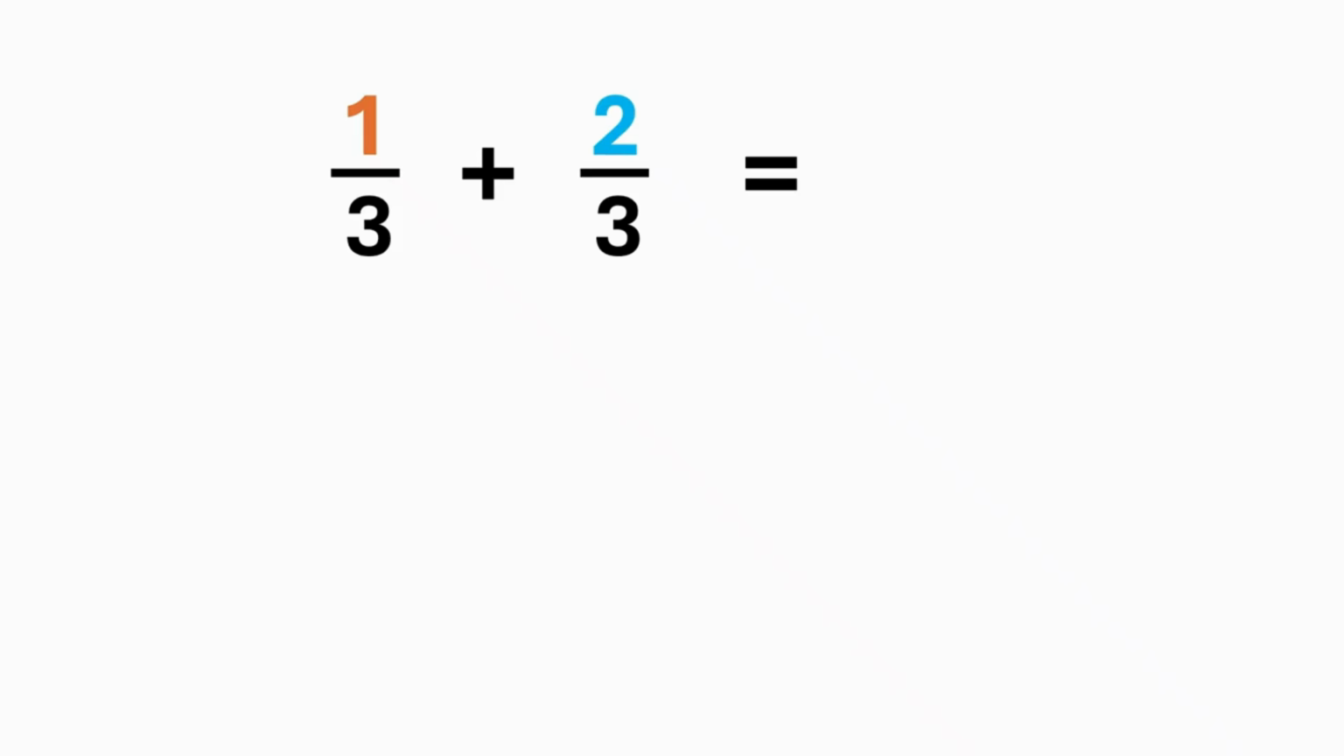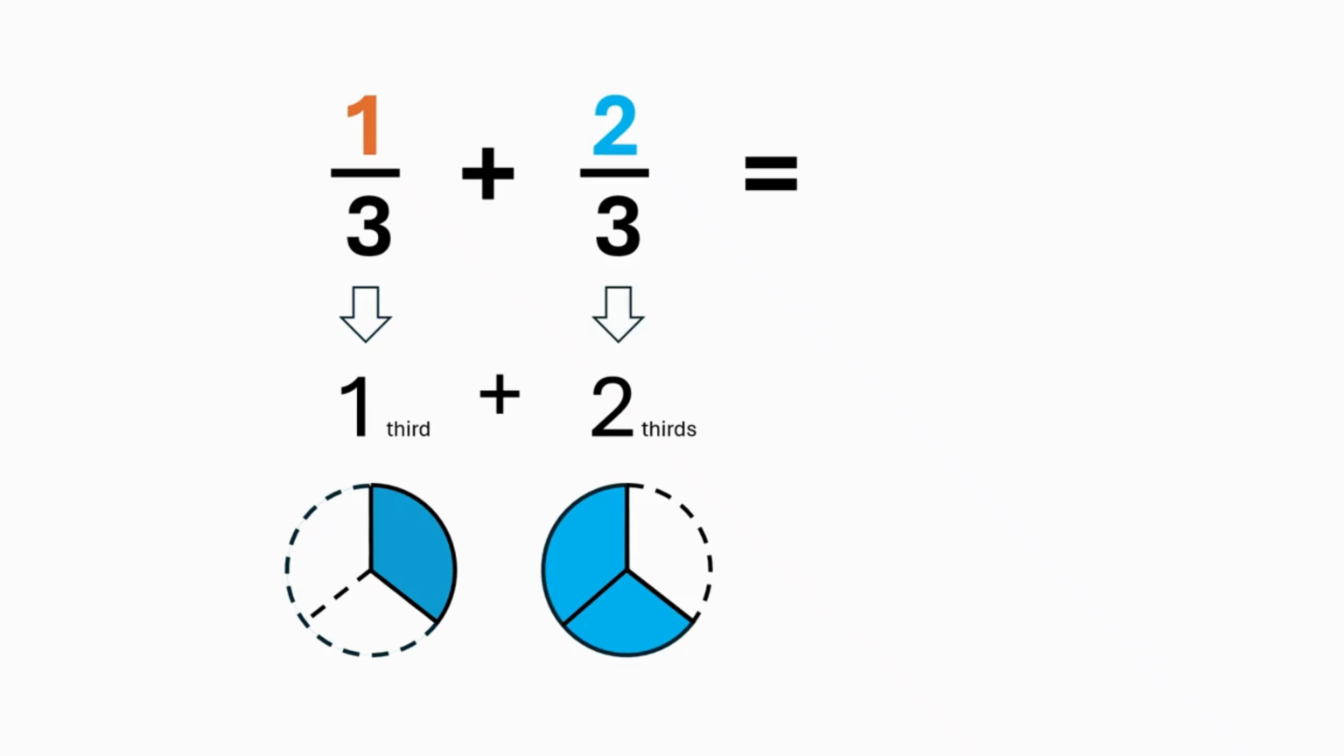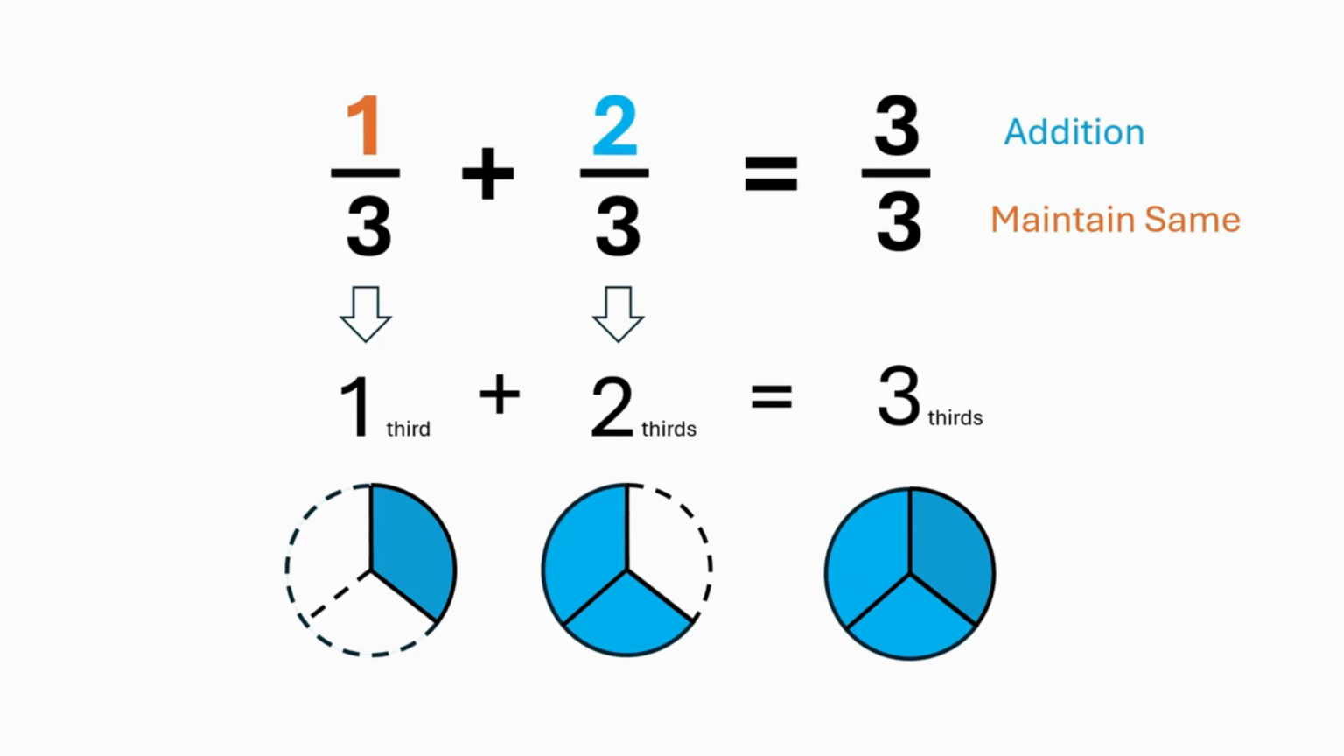Let's think of 1/3 as 1/3 and 2/3 as 2/3. If we add 1/3 and 2/3, we get 3/3, which is one whole. So what's the rule? Keep the denominator the same and add the numerators.